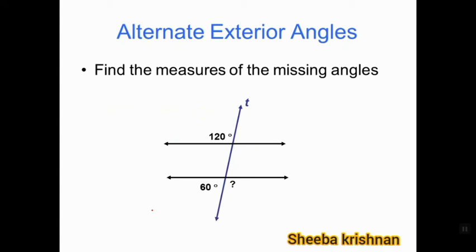Let us find the missing angles here. So this angle is 120 degree. So what is this angle? So we know that these two angles are alternate exterior angles. So if it is 120 degree, it is also 120 degree.